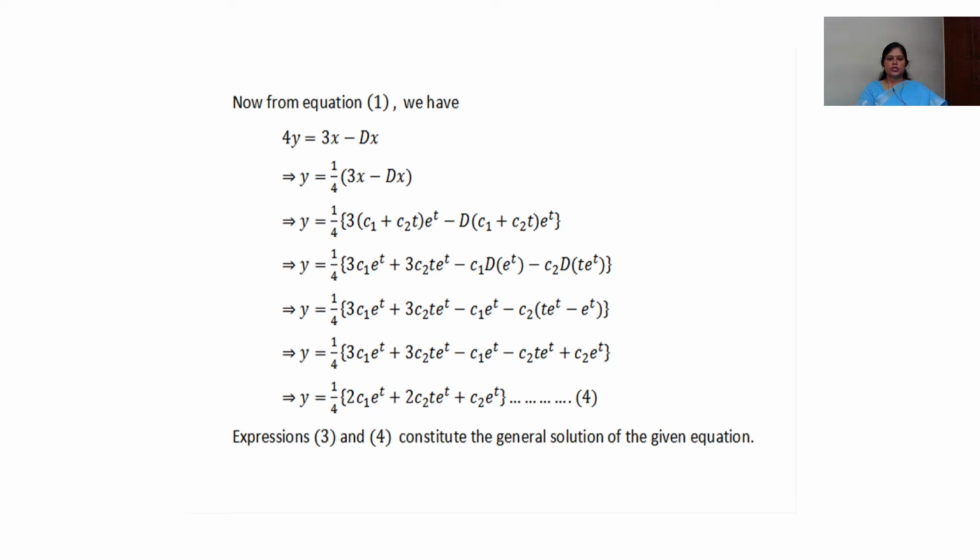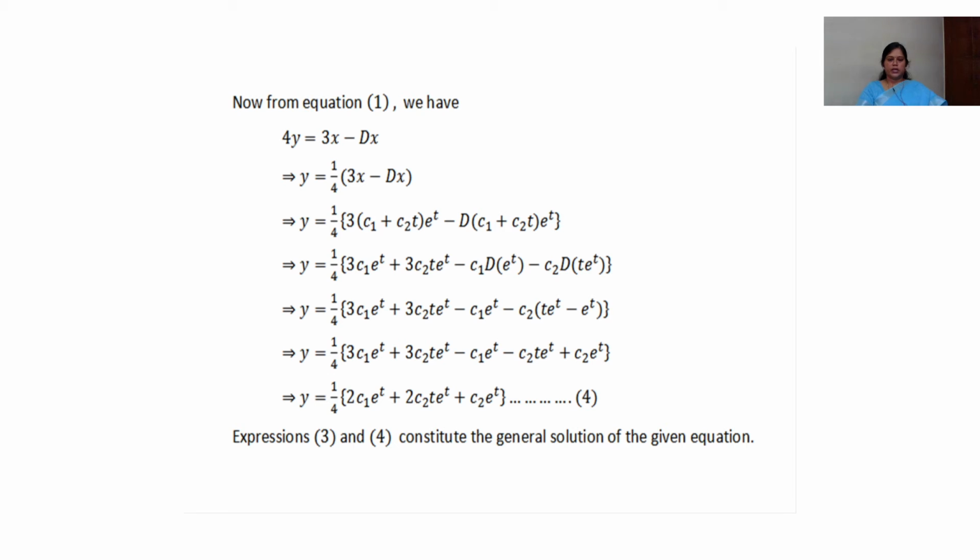So now the first two terms will be the same. The third and fourth terms we have to differentiate with respect to t and write. So the third term becomes c1 e to the power t, because the differentiation of e to the power t is e to the power t only. Next we have to use the product rule for this. d of t into e to the power t means u into v, so we have to use the product rule. If we use the product rule, we'll get c2 into t into e to the power t minus e to the power t.